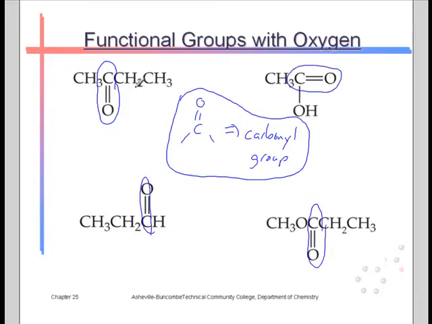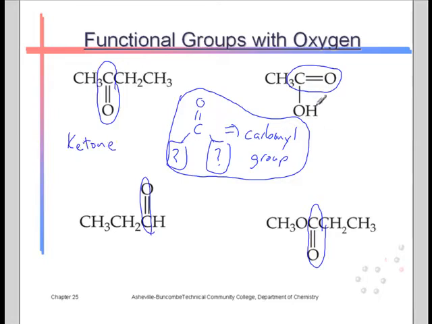And notice that, depending on how you functionalize either end of the carbonyl group dictates its chemistry, and again, for us, we want to just be able to recognize what kind of functional group we have in front of us. So here, if you notice, there's an ethyl and a methyl. I have a carbonyl group that's sandwiched in between 2 different R groups. This is referred to as a ketone.